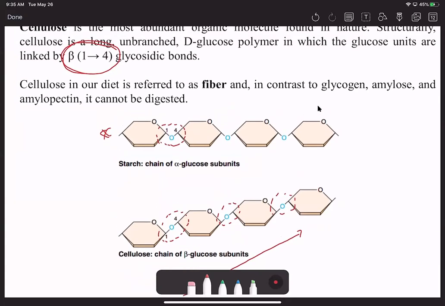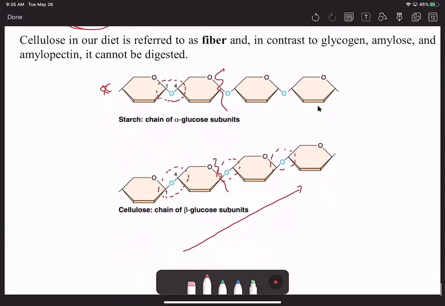We can't break down fiber. We don't have the right enzyme that'll break that particular bond up. We do have enzymes that'll break the alpha 1,4, but not necessarily the beta 1,4. So fiber will pass through us.